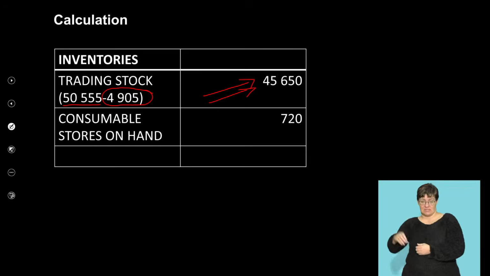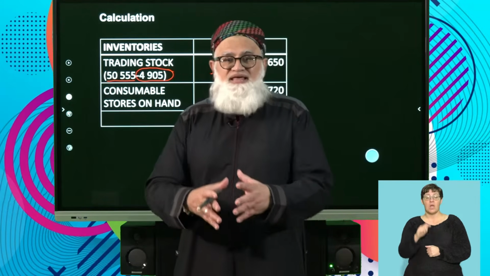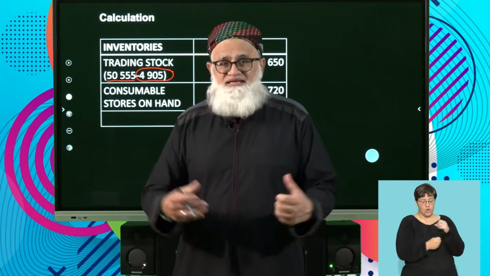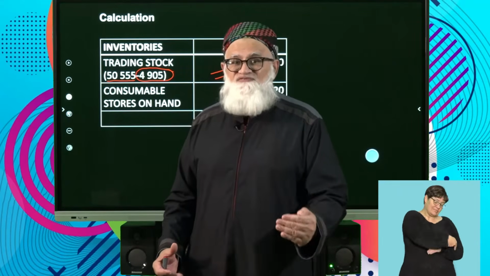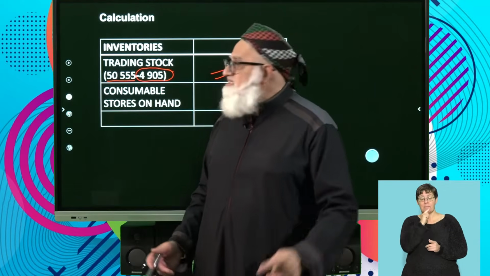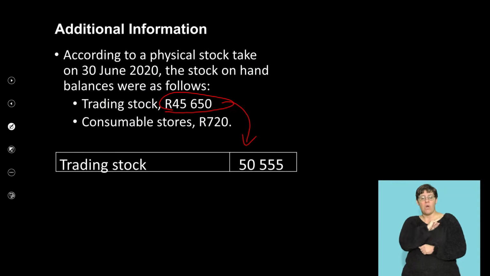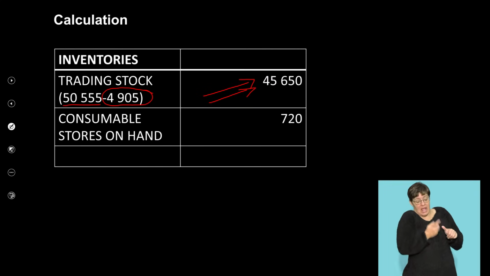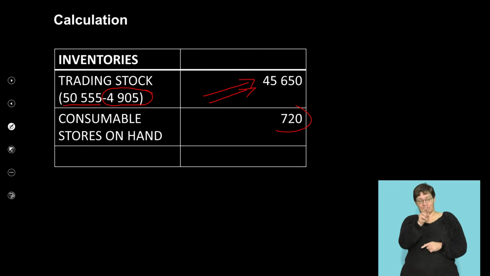Remember, consumable stores on hand, that will be the items that we have left over of consumables that have not been utilized, and that falls under inventory. And the reason it falls under inventory is because it tells you, according to a physical stock take, therefore, you can see your consumable stores is 720.